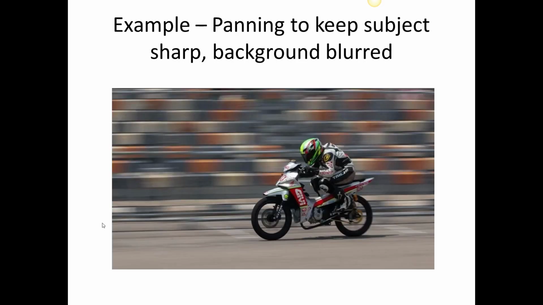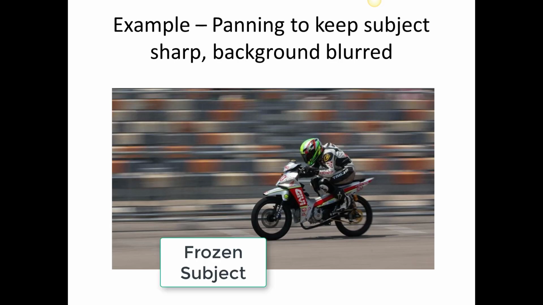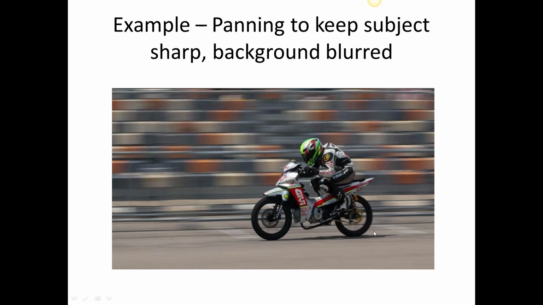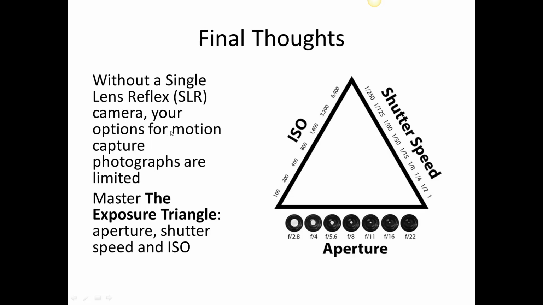Here's a pan shot, and remember, panning is where you're using the camera to capture the motion of the subject in a way that it freezes the subject, so you're capturing this blur in the background and freezing the subject.